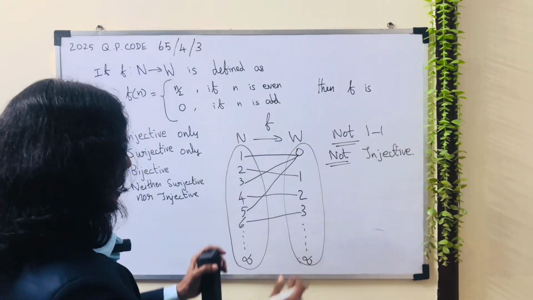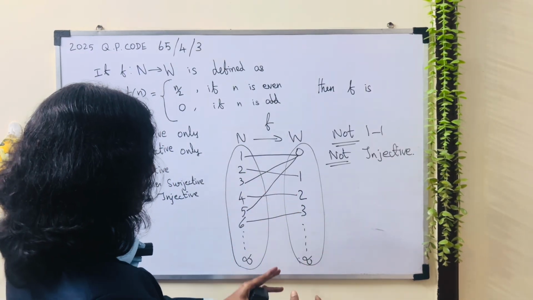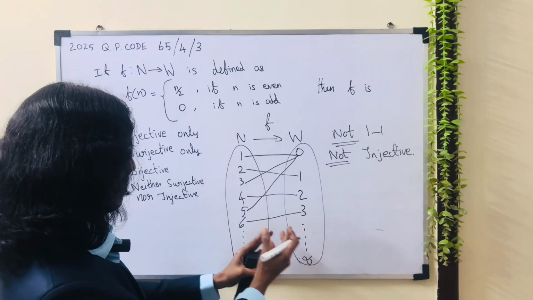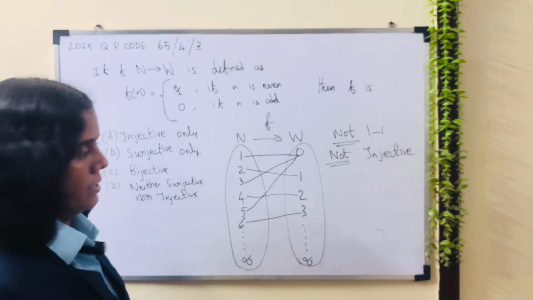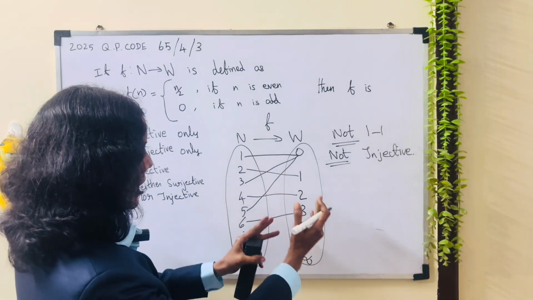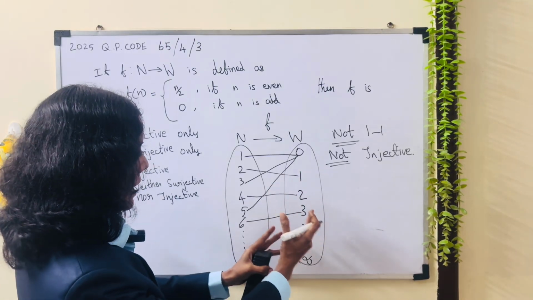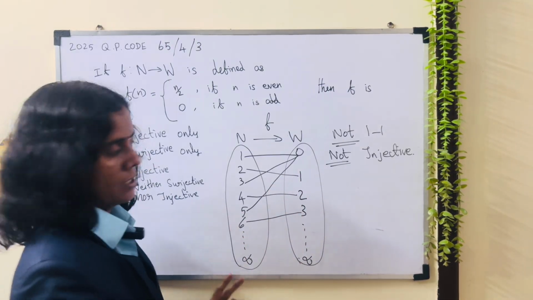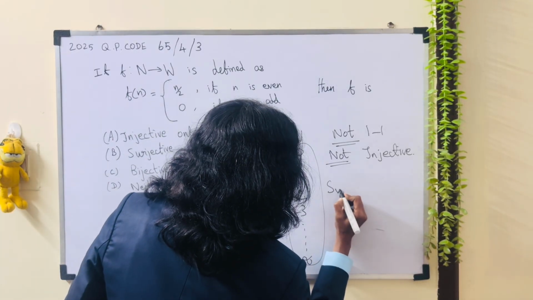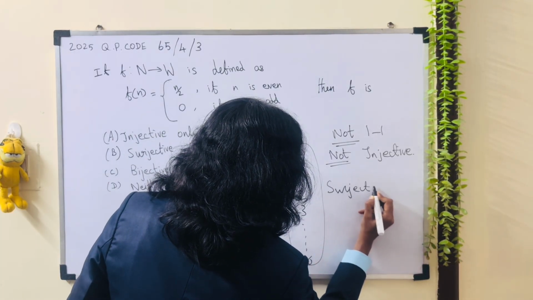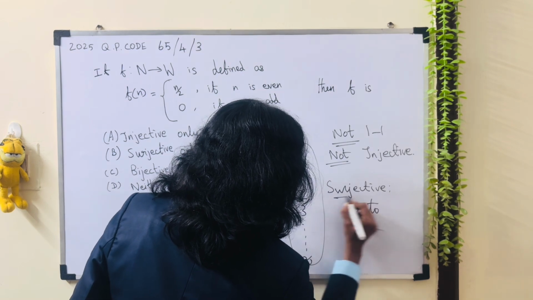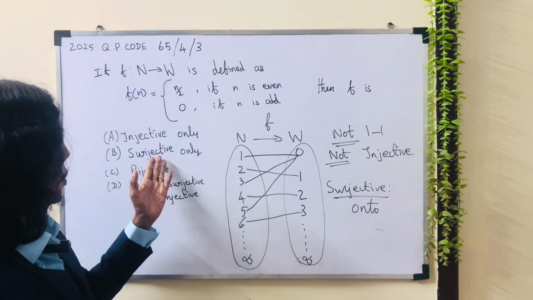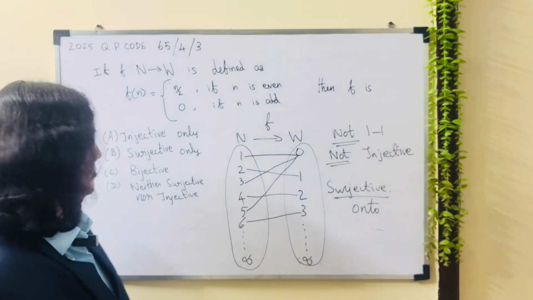And see here, every element in the codomain is mapped by at least one element from the domain. Here, all the elements in the codomain have pre-images. So, the map is surjective, that is onto. So, option 2 is right.